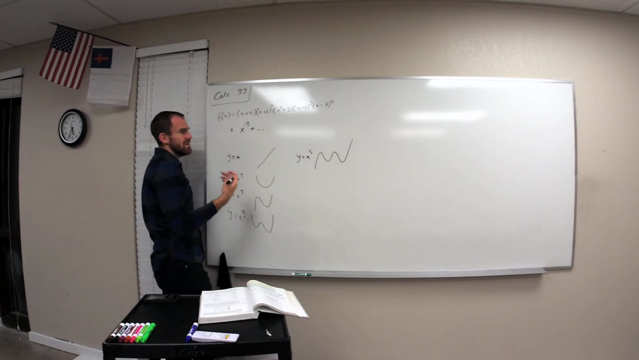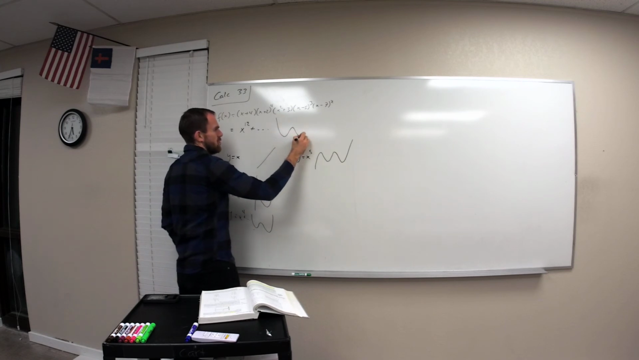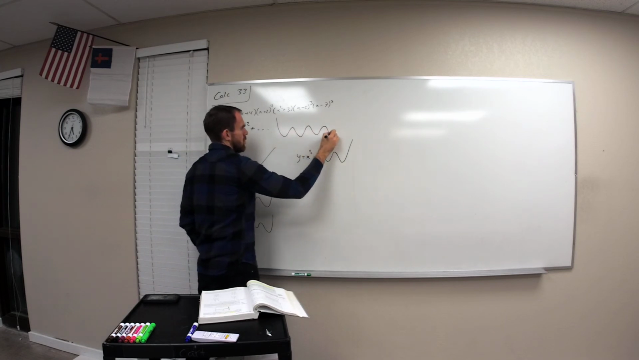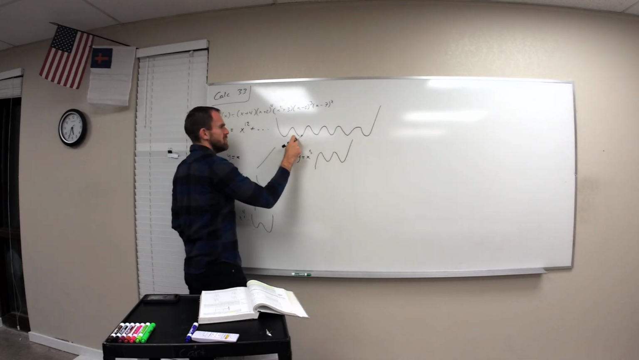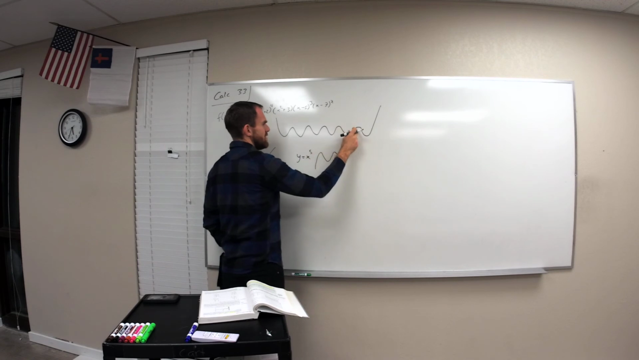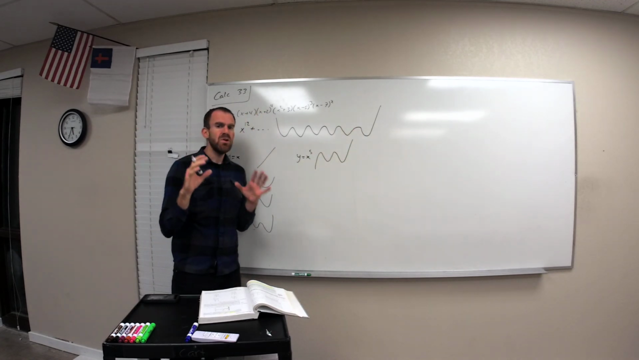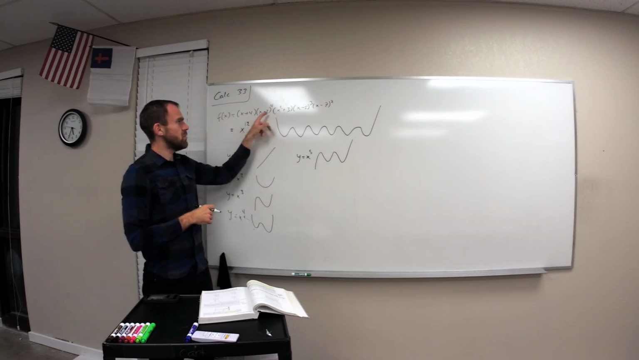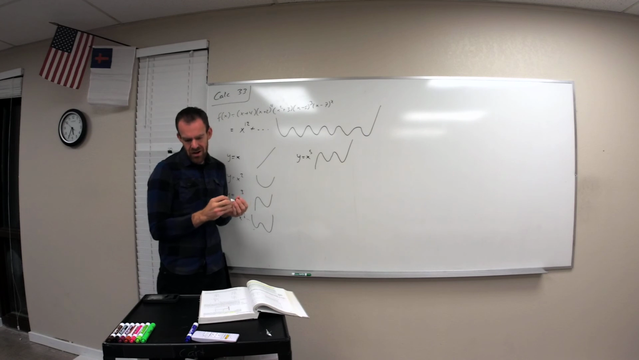So if we go to x to the 12th, well, we probably assume that it's going to look something like this, with 1, 2, 3, 4, 5, 6, 7, 8, 9, 10, 11 turns to it. It's a little crazy. You can also find the zeros if you wanted to. You could also find the end behavior to check your work.